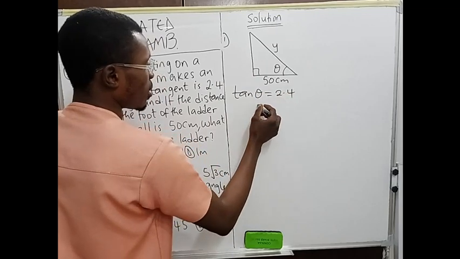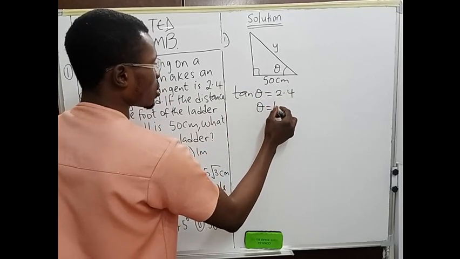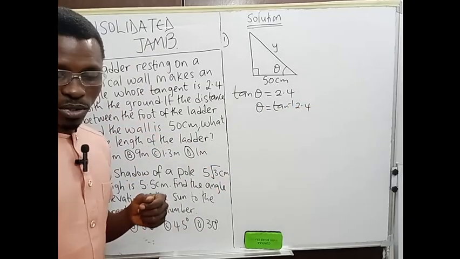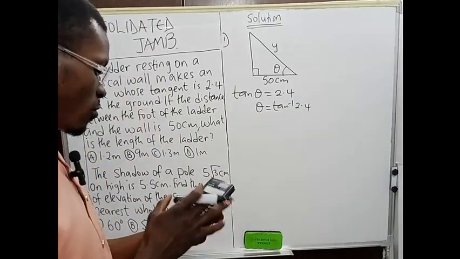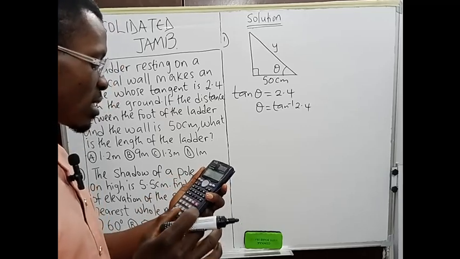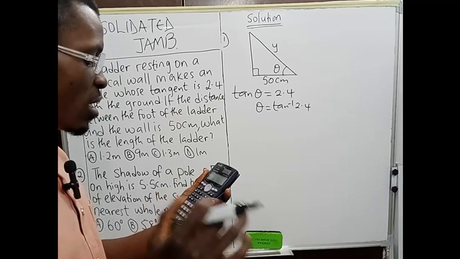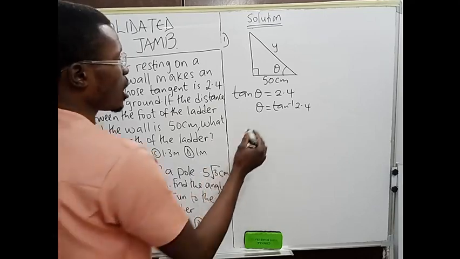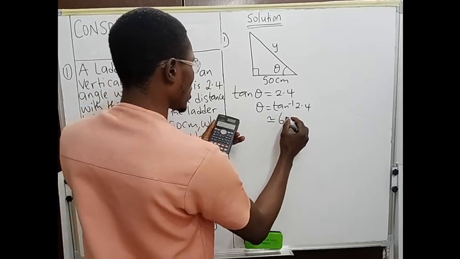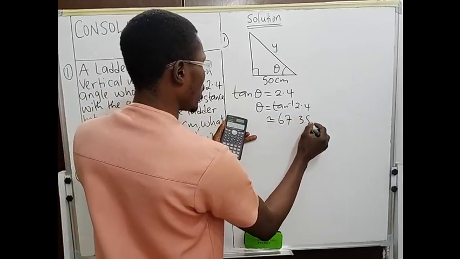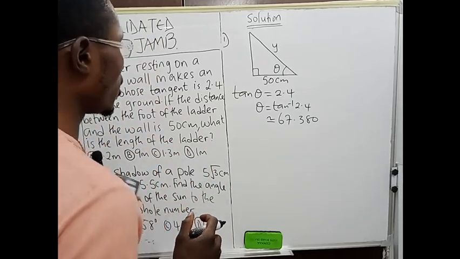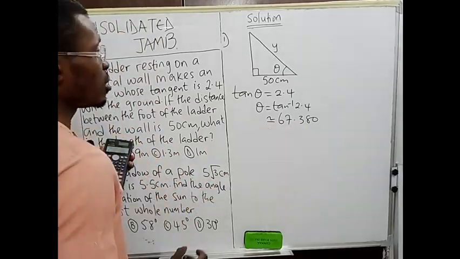We use this to obtain the value of theta. So theta will be equal to what? The tan inverse of 2.4. We use our calculator to obtain that. The tan inverse of 2.4 is given by 67.380135505. The approximate value is 67.380, but we're using the actual value to solve. Okay, so this is the value of the angle.